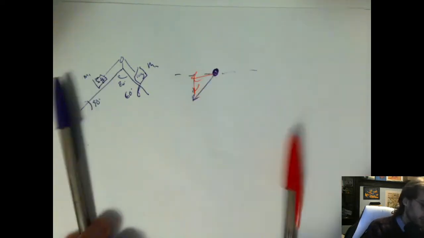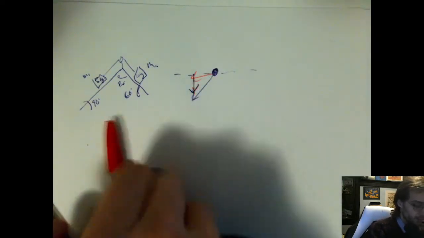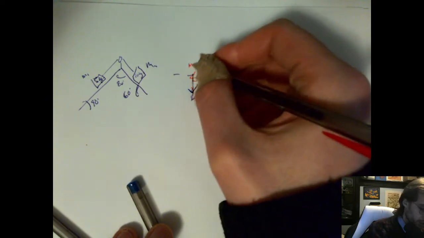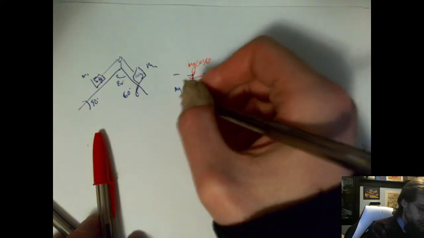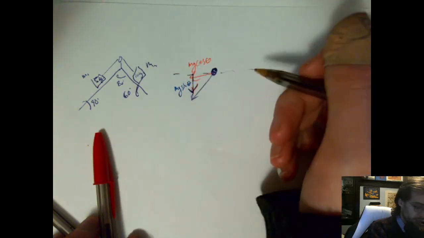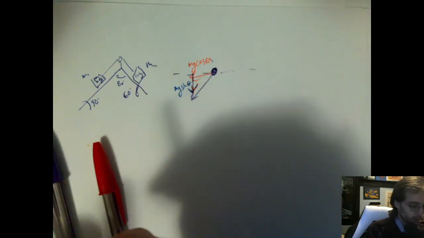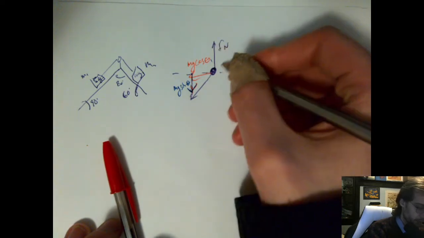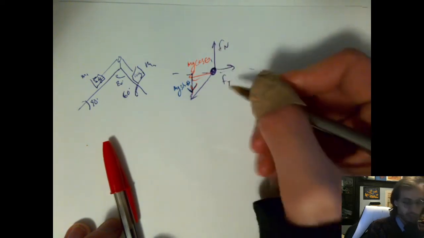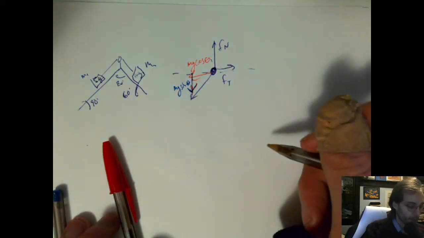I just used different colors in the other one. I should try to keep it consistent. Great. So we've got mg cosine theta going down the hill, and mg sine theta going into the hill. And these are both going to be theta 1. Then we'll have some normal force going perpendicular to the hill, and some tension going up the hill as well.